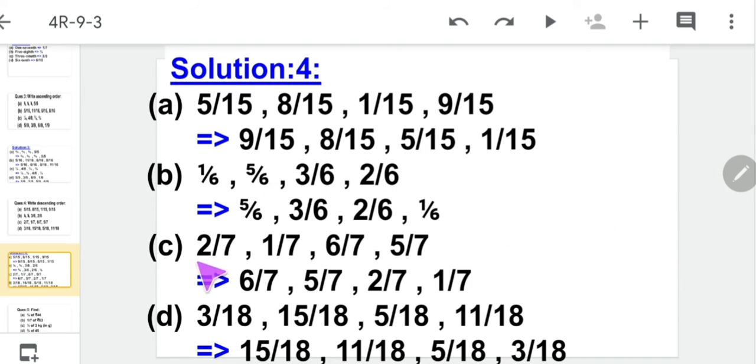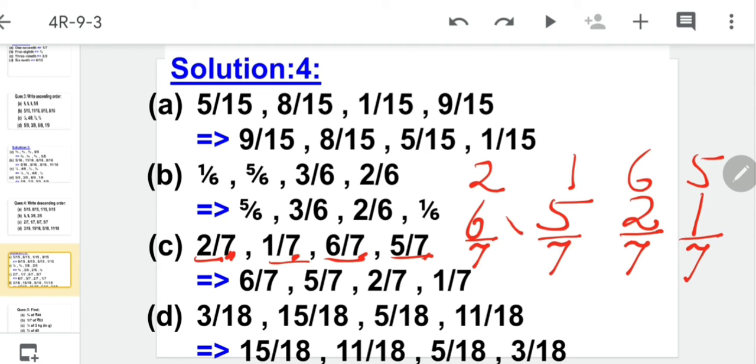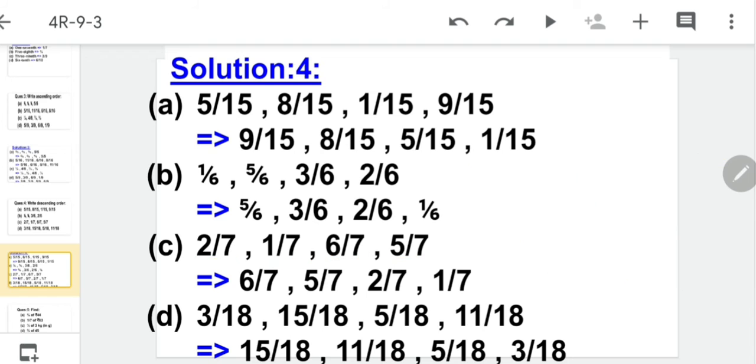Now the next one is, we have 2, 1, 6 and 5 in numerator. Place according to their descending order. So it will be 6, 5, 2 and 1. Now place their denominator, which is 7. So it will be 6 by 7, 5 by 7, 2 by 7 and 1 by 7. So this is the descending order for these fractions.